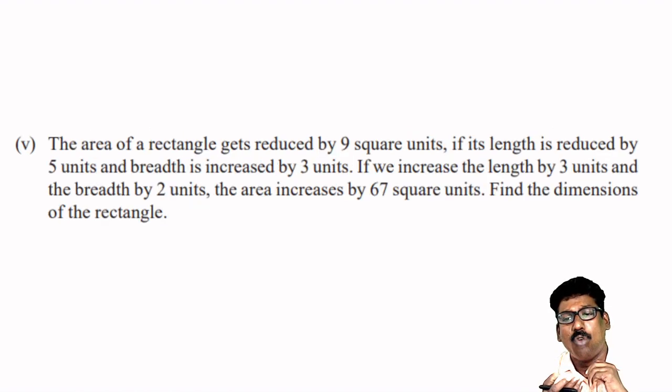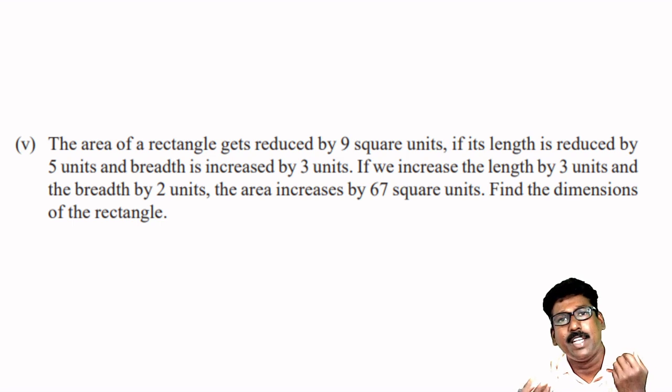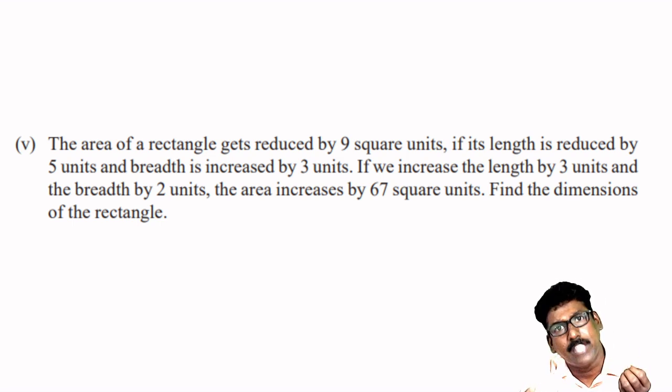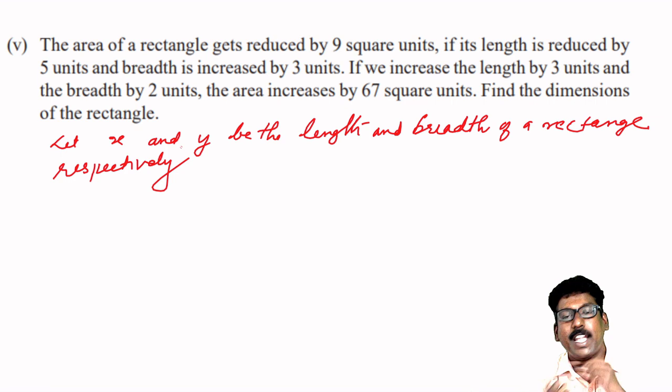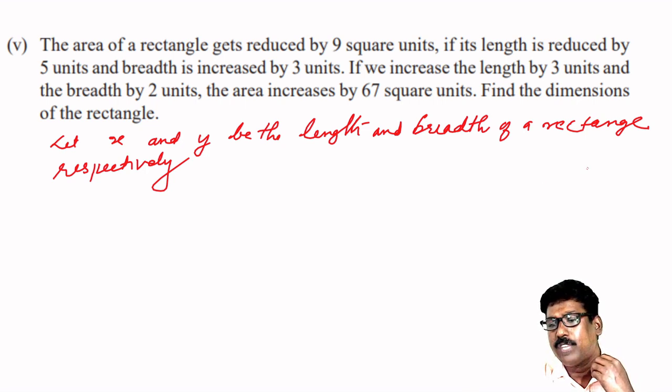The area of a rectangle gets reduced by 9 square units if its length is reduced by 5 units and breadth is increased by 3 units. You don't know the length and breadth, so we can take length as x and breadth as y. Let x and y be the length and breadth of the rectangle respectively. Now what's its area? Area of the rectangle is equal to length into breadth. So here it is x into y, or xy.